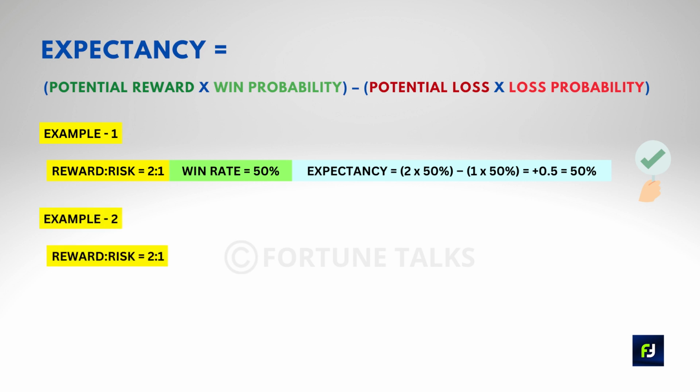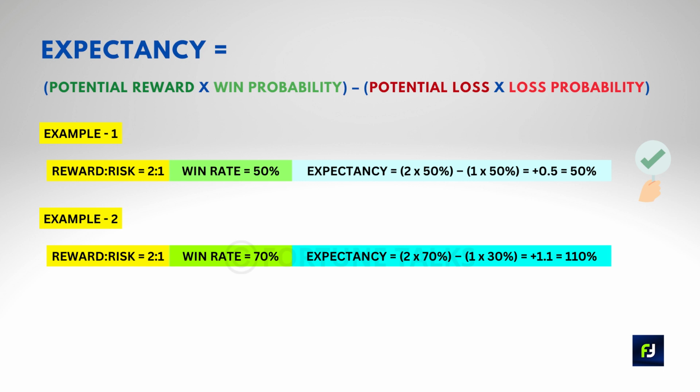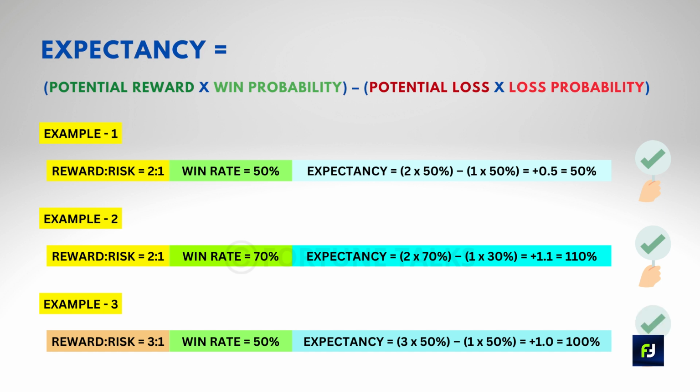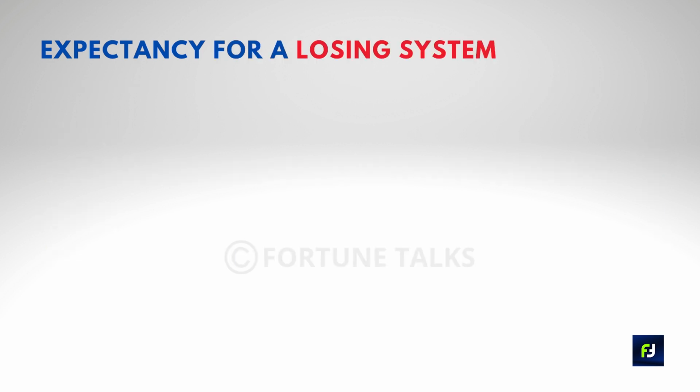Now, what if we assume a higher win probability of 70% but keep the reward to risk the same at 2:1? Then our expectancy will come to be 1.1 or 110%. Now, as stated earlier, a higher probability will certainly benefit. However, if you keep the probability the same as in the second example and just increase your reward to risk ratio to 3:1, then the result can be interesting. In this case, the expectancy will turn out to be 1 or 100%. So reward to risk also plays a very big role. We will also take note of what the trade expectancy formula will look like for a losing system.